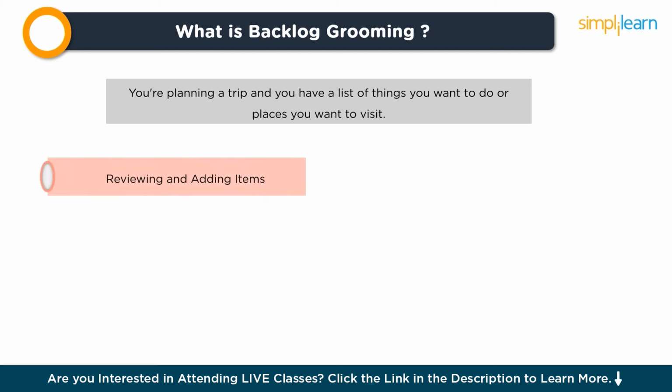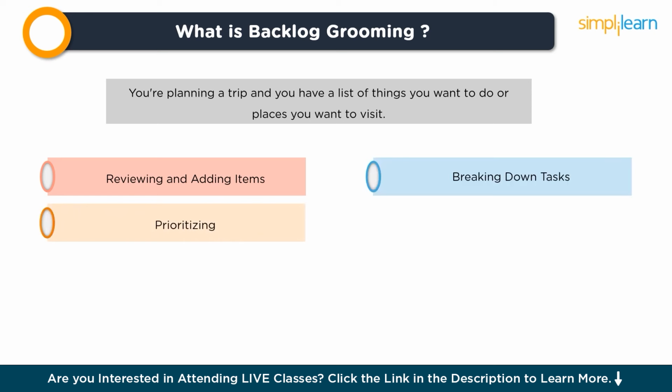Reviewing and adding items. You start by looking at the items on your list backlog and making sure they're still relevant and needed. If there are new ideas or requirements, you add them to the list. Prioritizing. Not all tasks are equally important. You need to decide which ones should be done first. So, you prioritize the items on your list based on factors like customer needs, project deadlines, or business value.